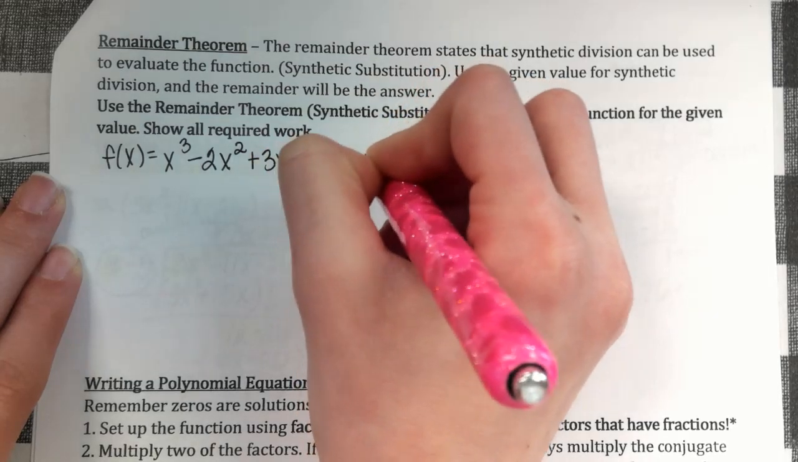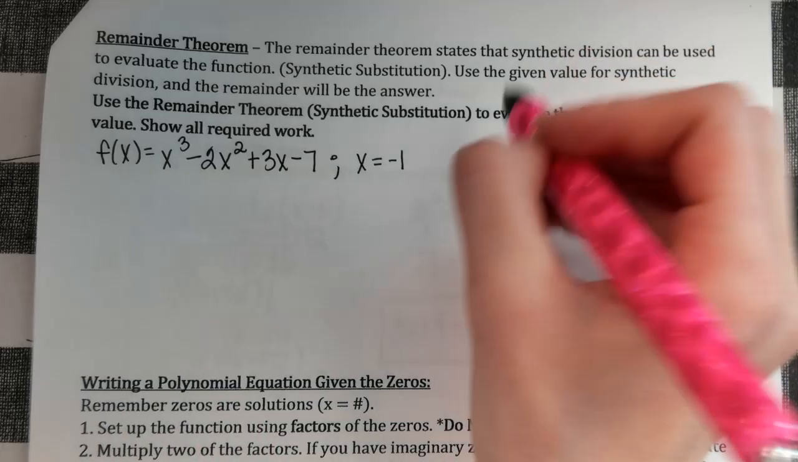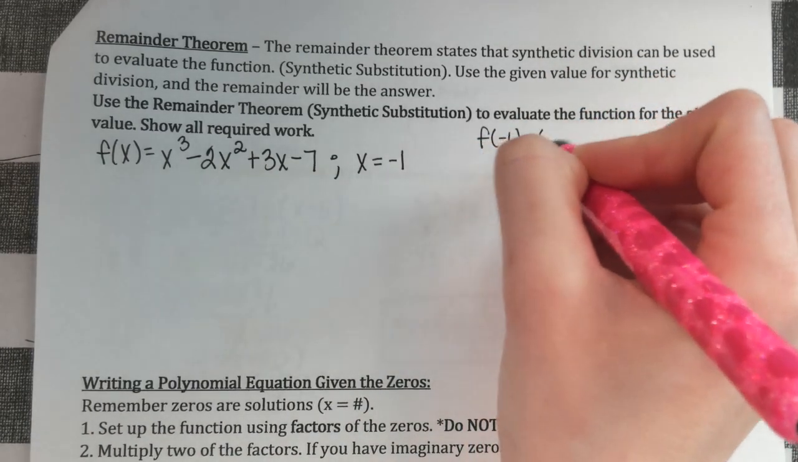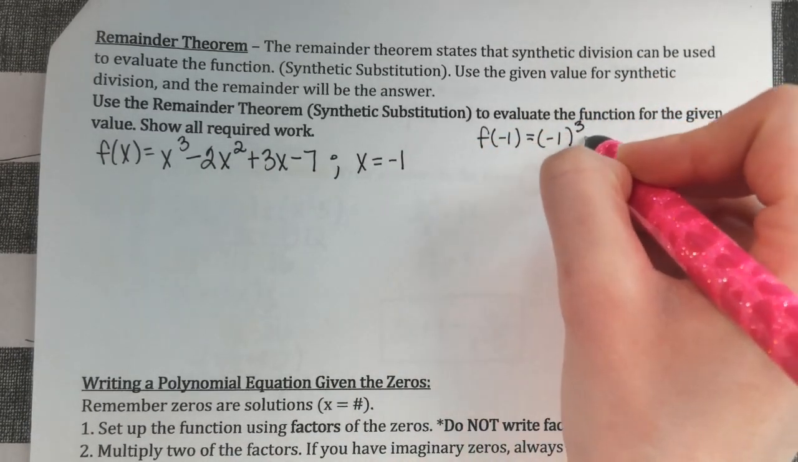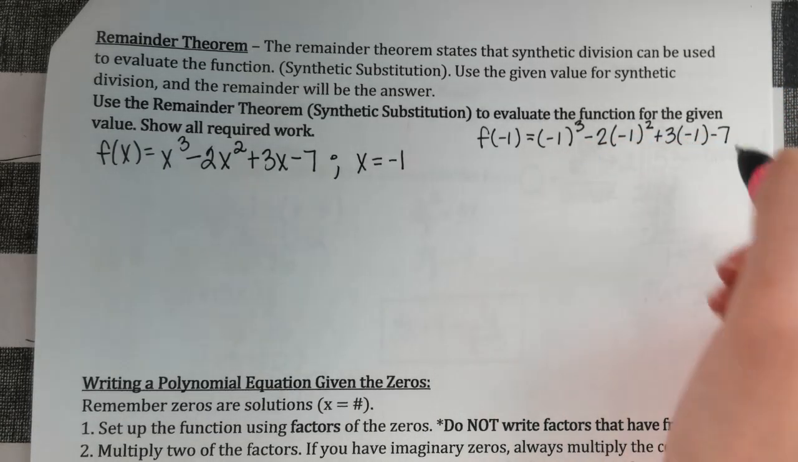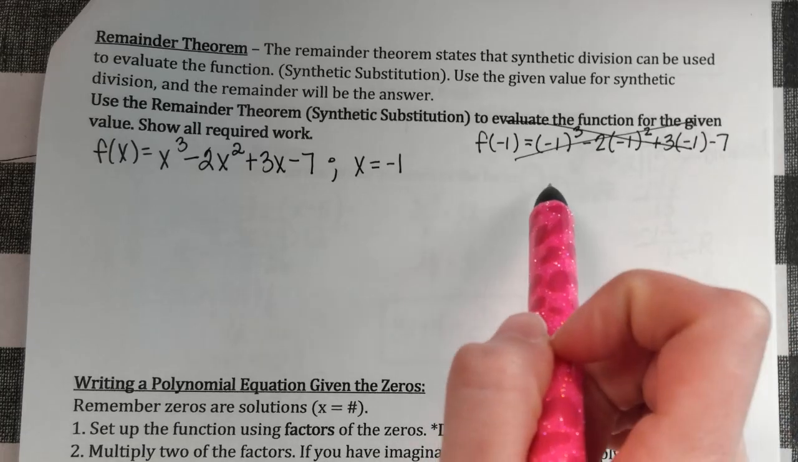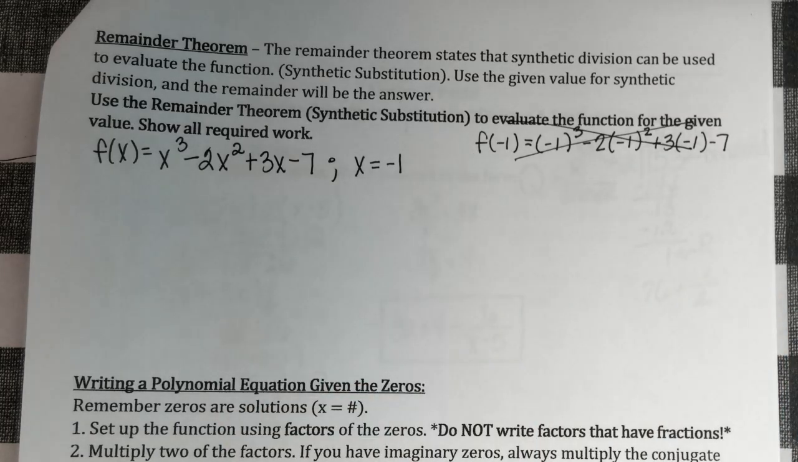I tell you x equals negative 1. If it says remainder theorem or synthetic substitution, and you just do f of negative 1 equals, don't write this, just look, negative 1 cubed minus 2 times negative 1 squared plus 3 times negative 1 minus 7, and get a value, I'm not giving you credit. Because that's not what your instructions tell you. That's what I get most of the time. Because you don't know your instructions.